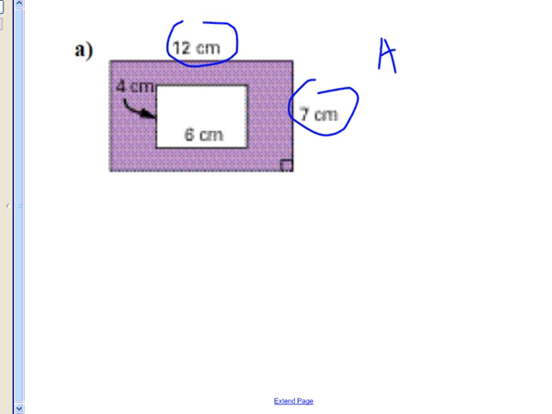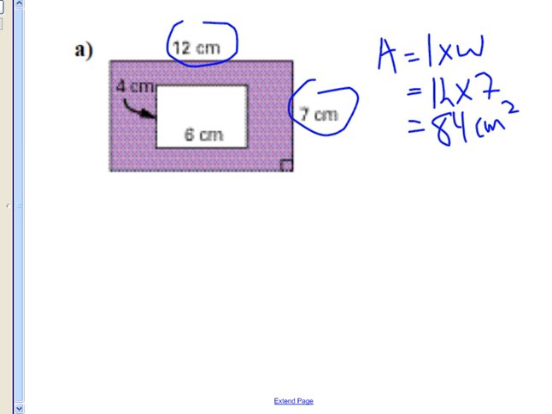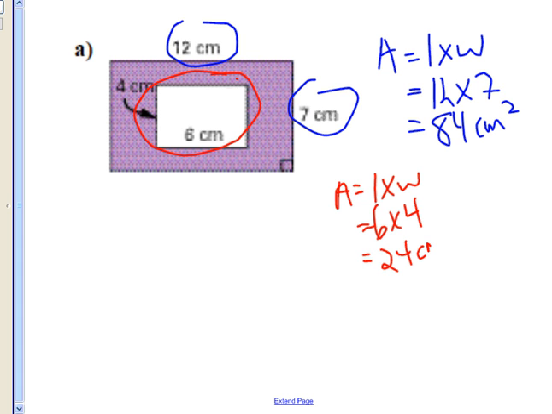So I'm thinking area equals length times width, so 12 times 7 equals 84 centimeters squared. The next thing I see is this little one inside the purple one. How do I figure that one? It's just another rectangle. Area equals length times width. What are my dimensions for the white one? 6 times 4. So 6 times 4 equals 24 centimeters squared.